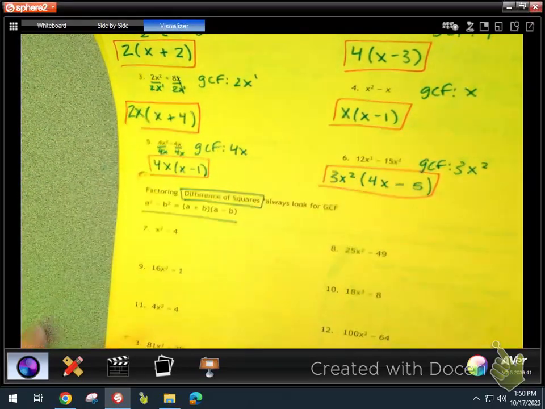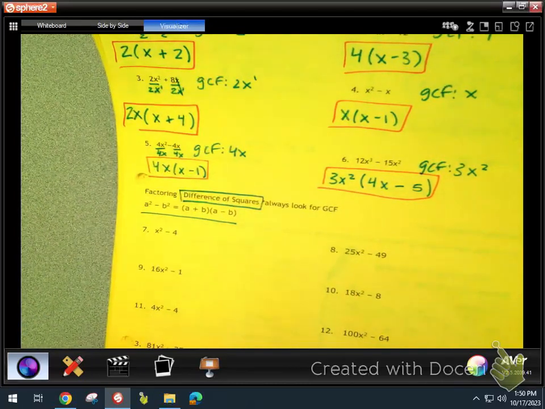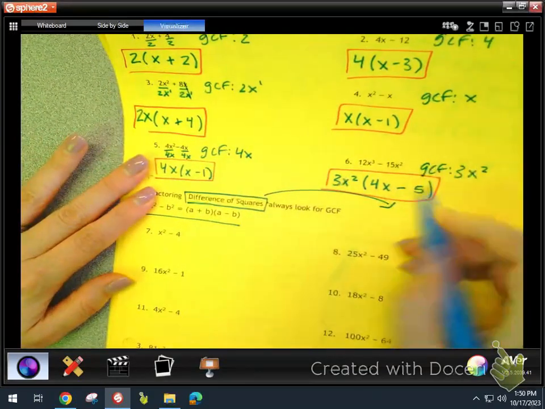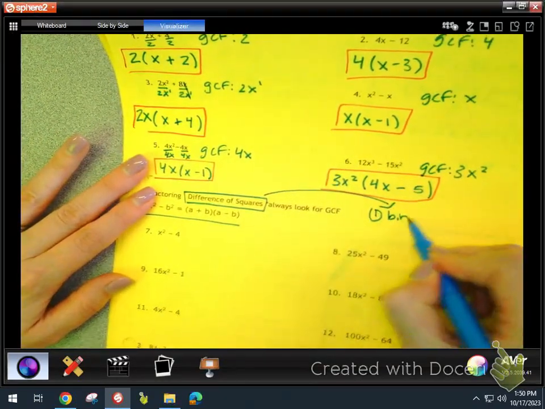These are really quick problems to factor, but they still require factoring, okay? So what is the pattern? First of all, what does it mean to be a difference of squares? Well, number 1, it has to be a binomial.